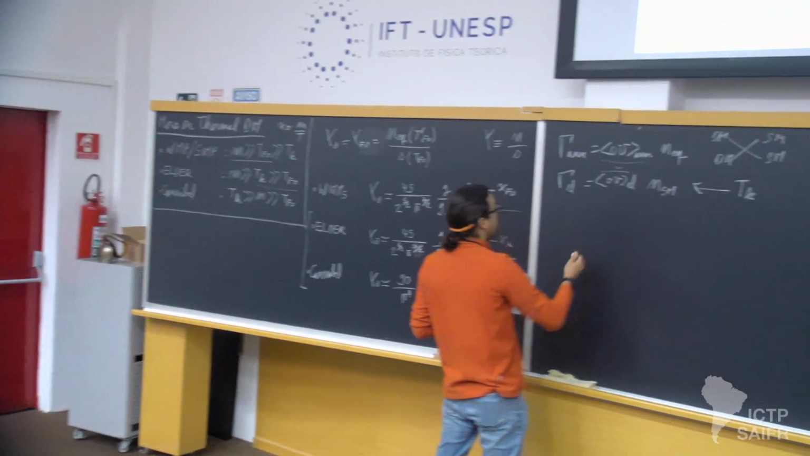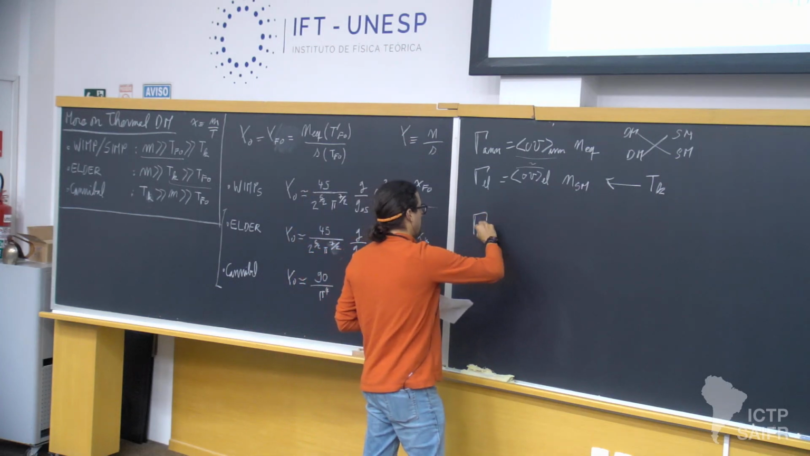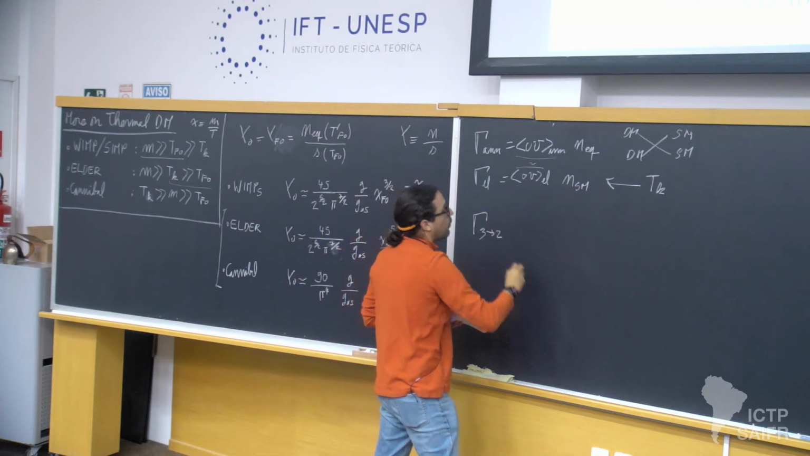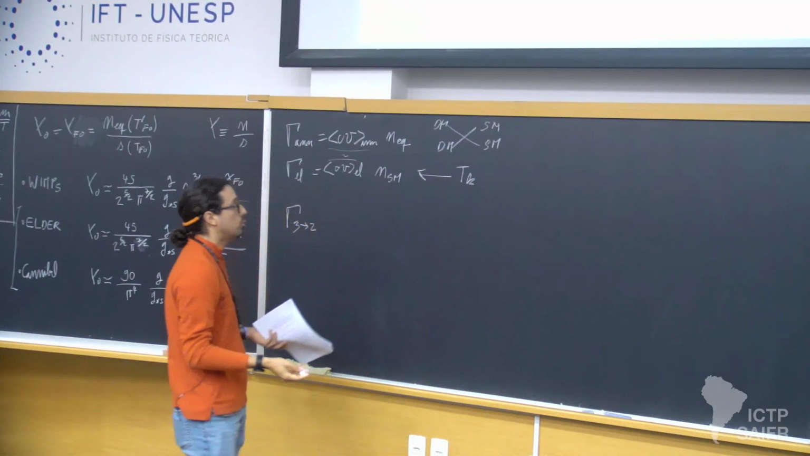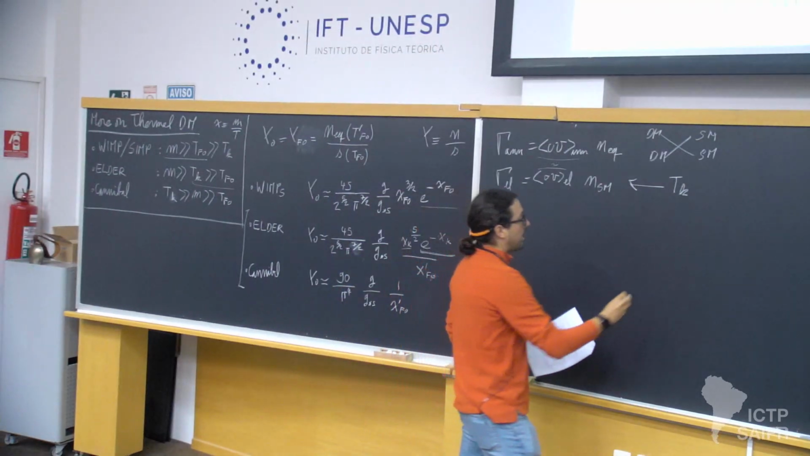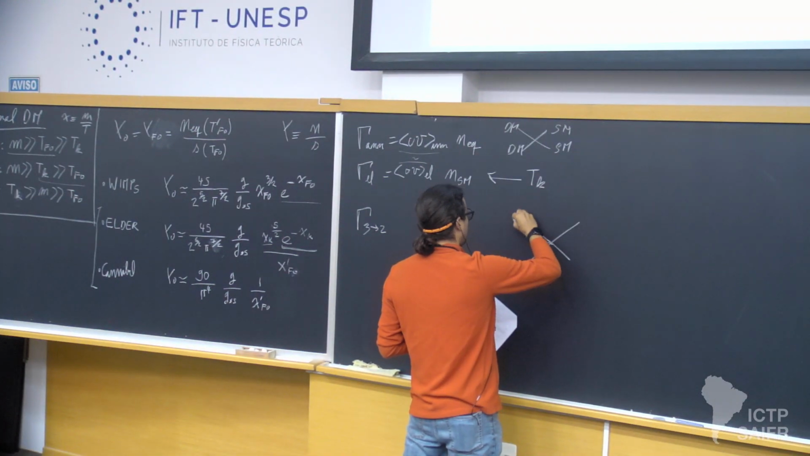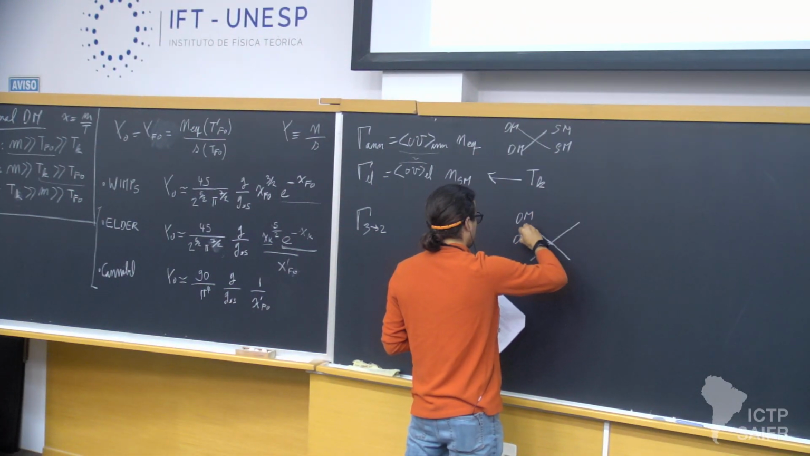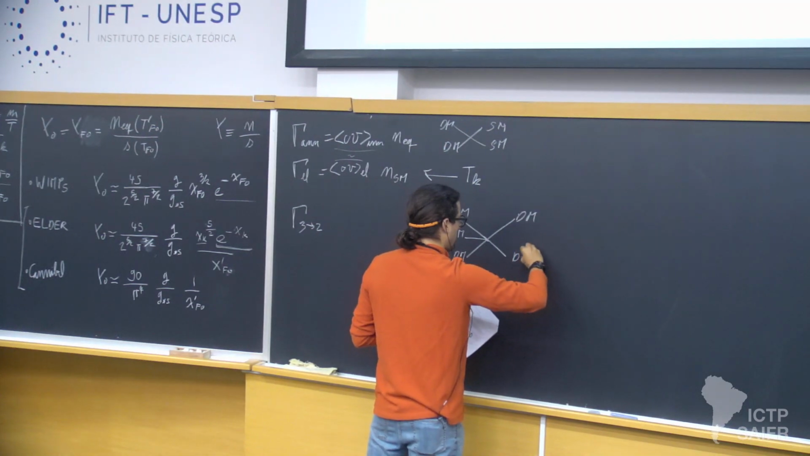For instance, you could think about 3 to 2 reactions. It's just an example, where the idea is not 2 dark matter particles into 2 standard model particles, but we can imagine reactions like this. So we have only dark matter particles flowing here, right?